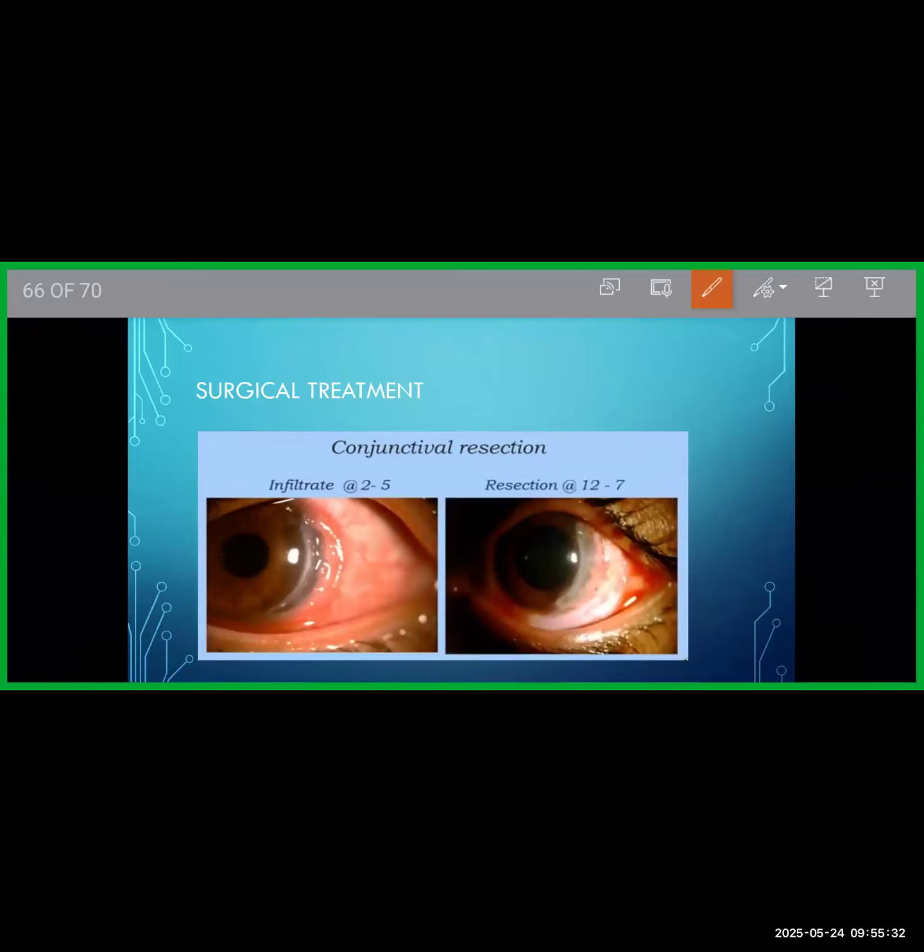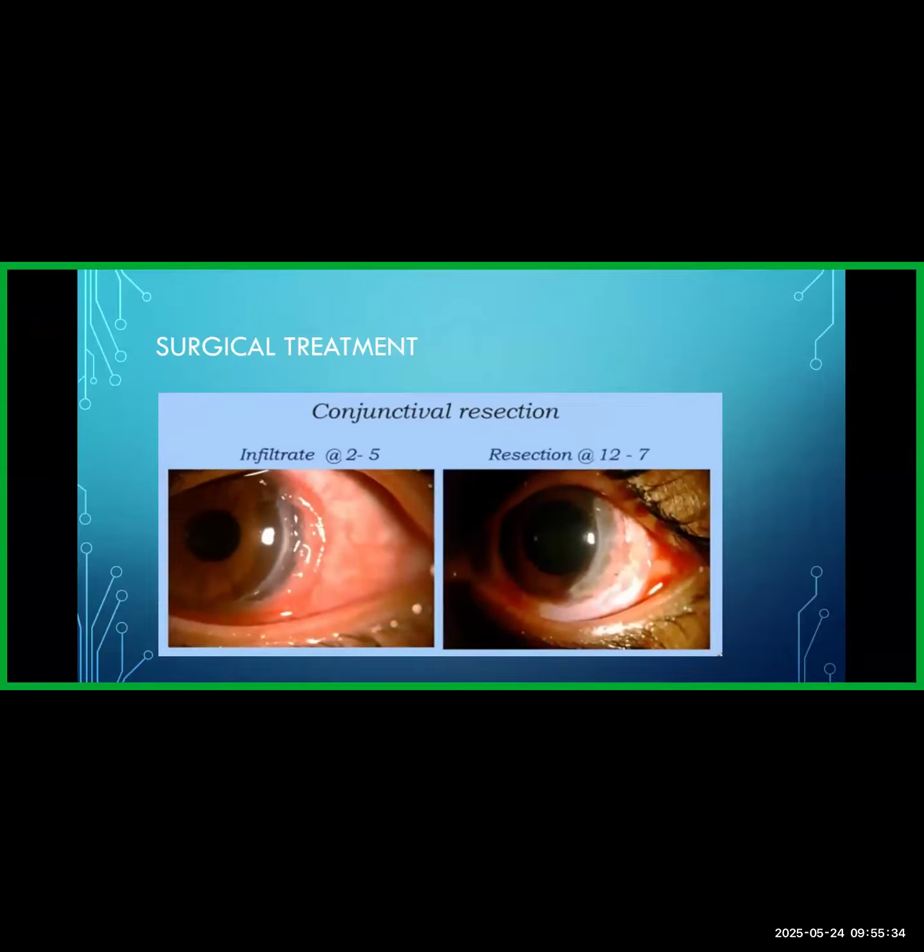Let me see if I can bring out my marker. It's not coming up. Then from the edge of the ulcer, 4 millimeter beyond the edge of the ulcer, and 2 millimeters or 2 clock hours beyond the lesion.